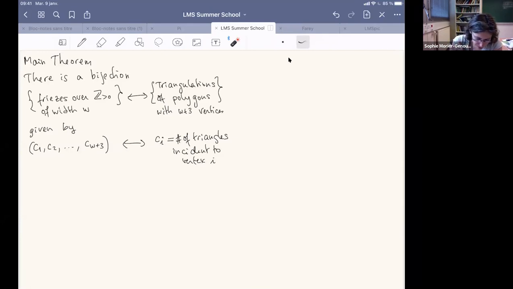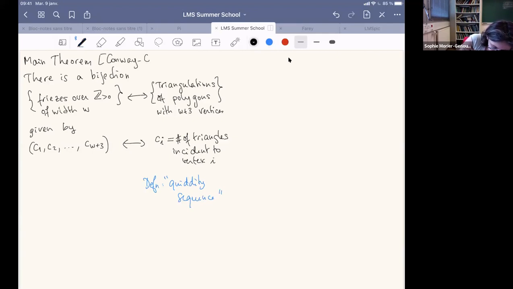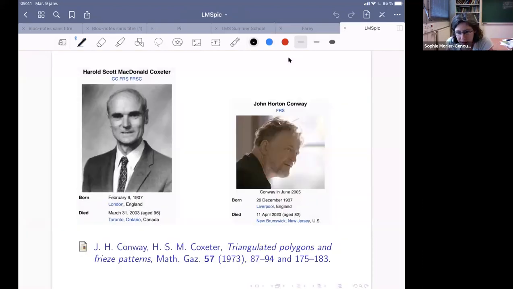Sometimes I will use the following name. This sequence of c_i, let's say definition, is called the quiddity sequence. When I have a triangulated polygon, the quiddity sequence of the triangulated polygon is this sequence of c_i. This theorem is due to Conway-Coxeter. Let me write down the names, but let me give you also the complete reference.